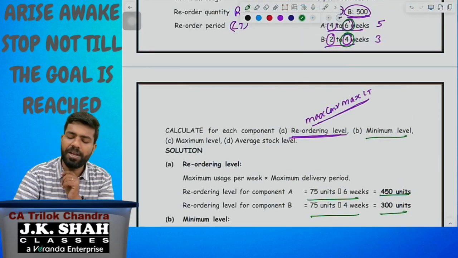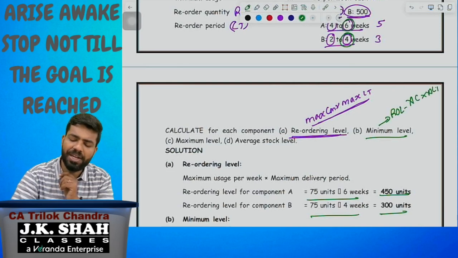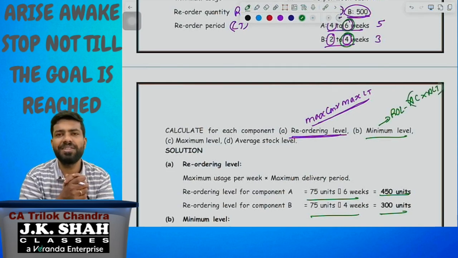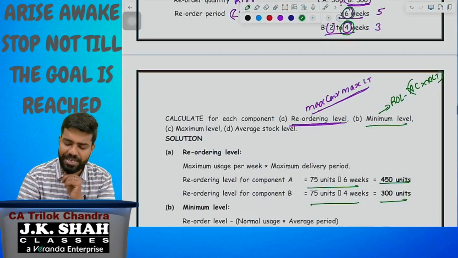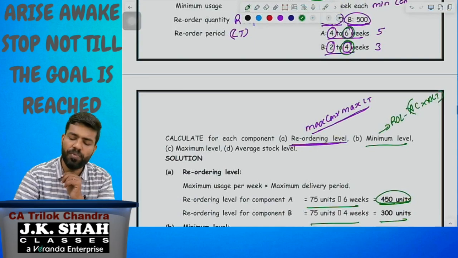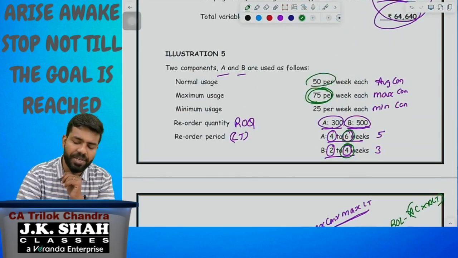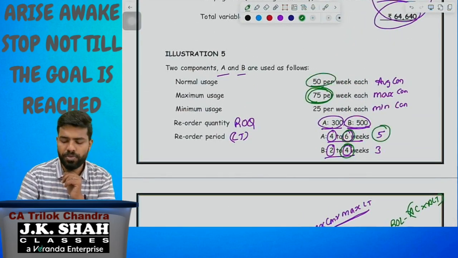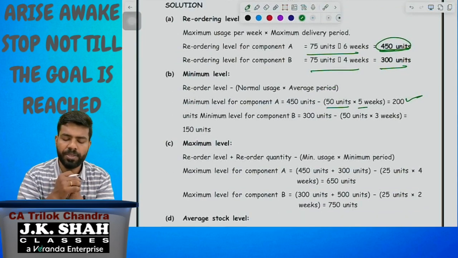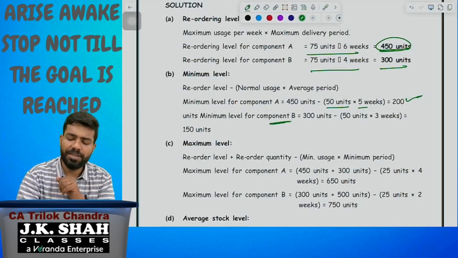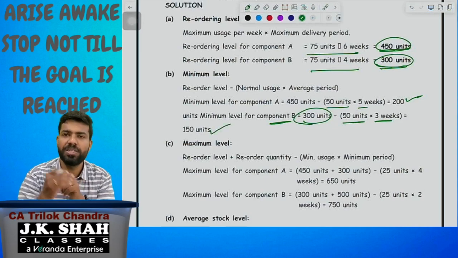Next, minimum level. How to calculate minimum level? Reorder level minus average consumption into average lead time. Reorder level we just calculated for A is 450 units. So 450 minus average consumption 50 into average lead time 5, that is 200 units. Next, minimum level of component B: 300 units is the reorder level minus average consumption 50 into average lead time 3 weeks. Net is 150 units. So this is the minimum level.